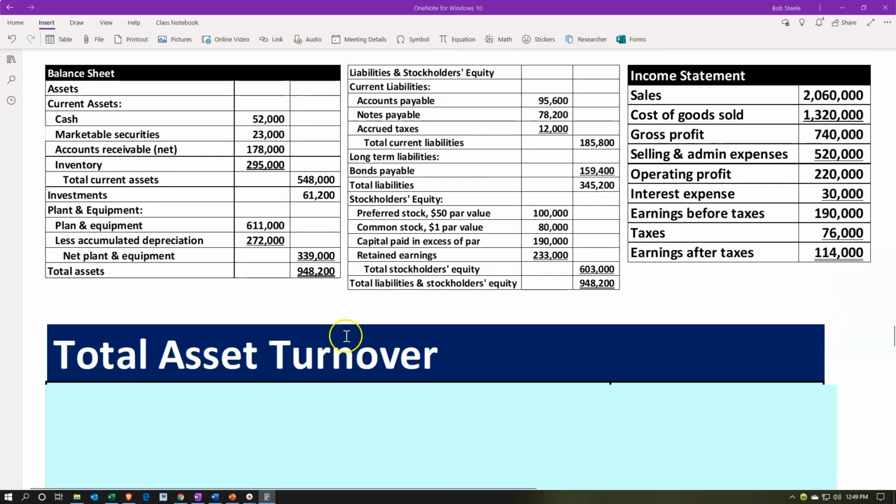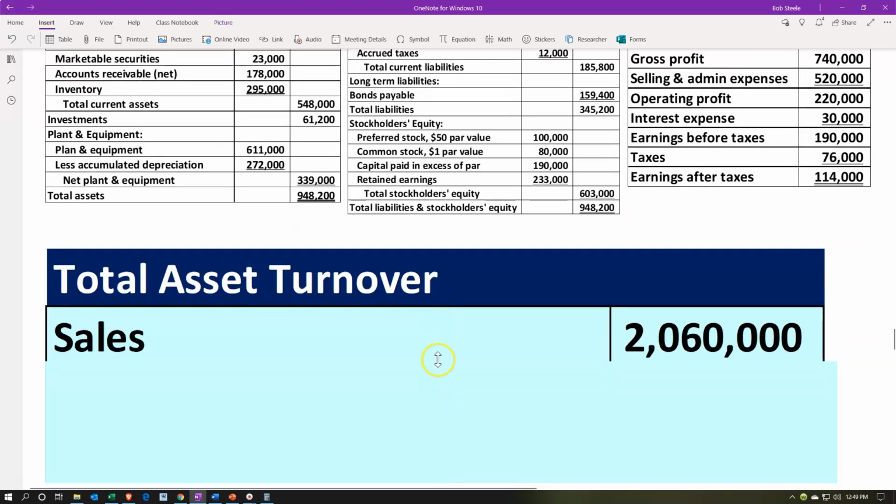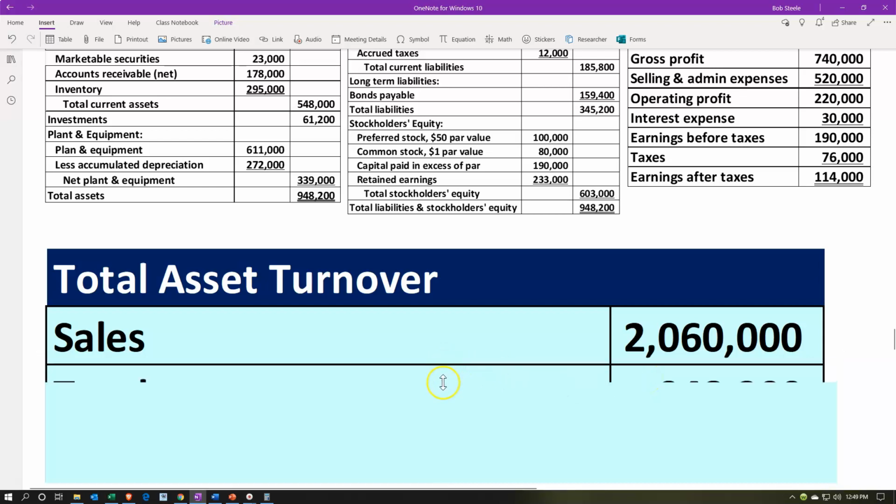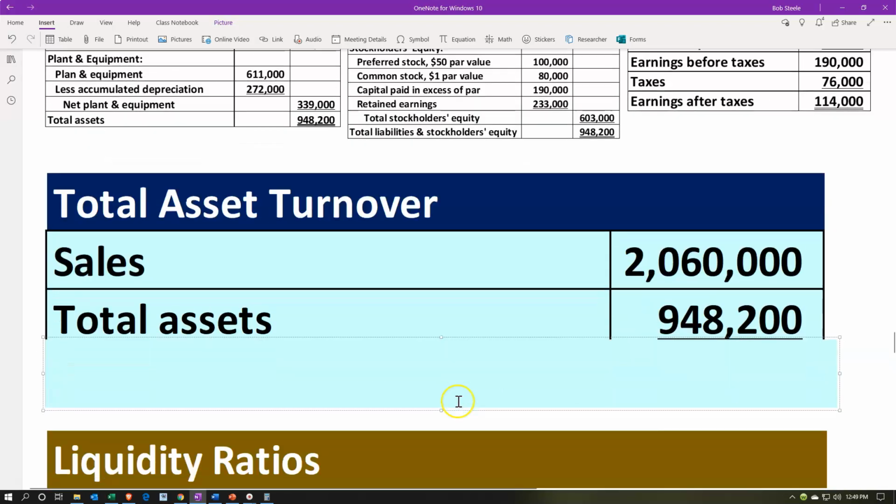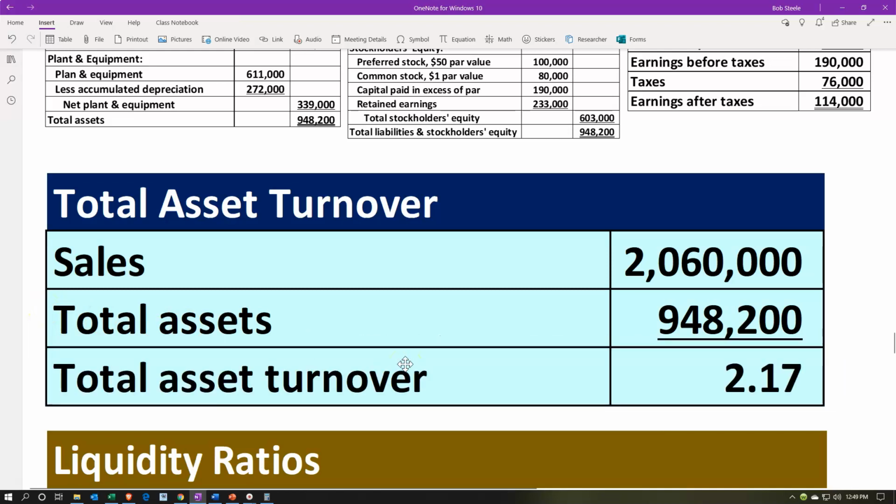Remember, this is kind of like the overarching turnover, because now we're comparing total assets to the income statement sales number. So now we've got total assets, with 2,060,060 sales divided by the total assets. Once again, we've got the sales number, an income statement number, divided by a balance sheet number, the total assets. Therefore, you might see this as net sales divided by average total assets, depending on the context of the question. That's going to give us our total asset turnover.